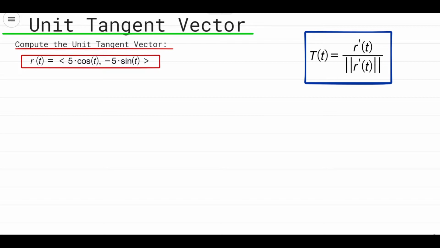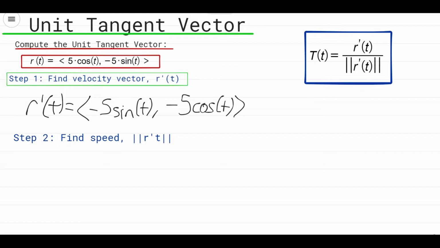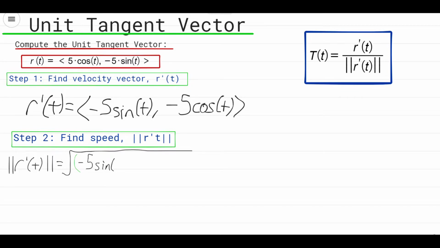For step 1, we need to find the velocity vector, or basically r prime of t. All we're going to do here is just take the derivative. The derivative of 5 cosine t is negative 5 sine t. The derivative of negative 5 sine t is negative 5 cosine t. And for step 2, we're going to find its magnitude. All we're simply going to do is square them, add them, and then square root them.